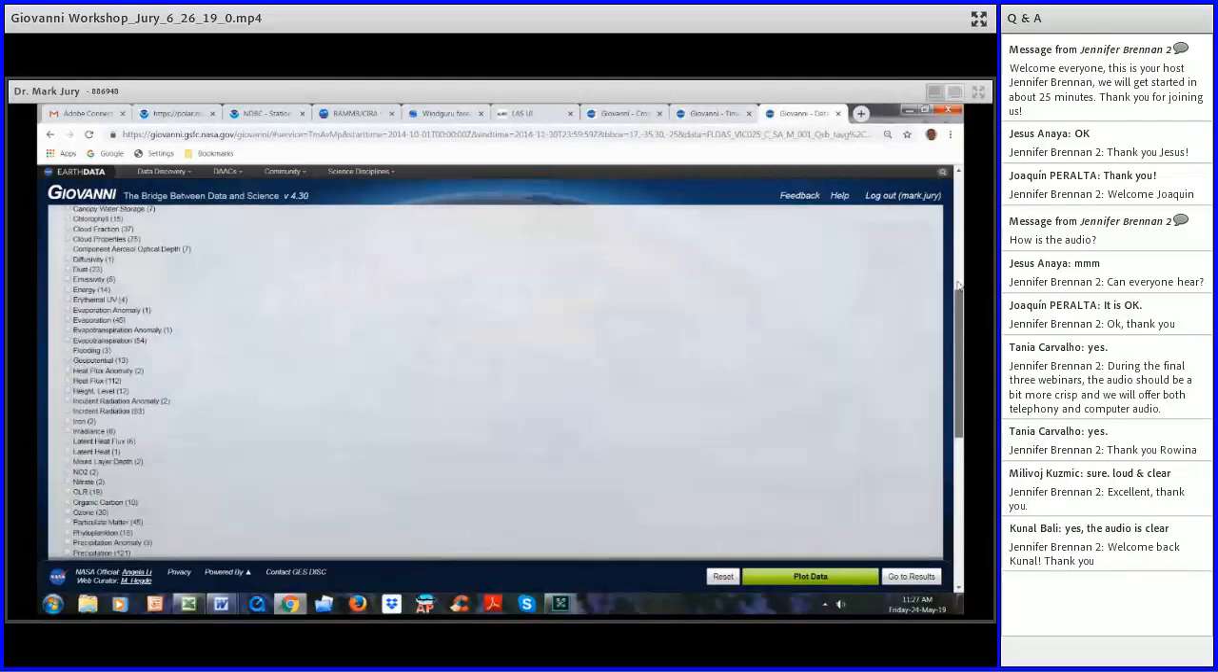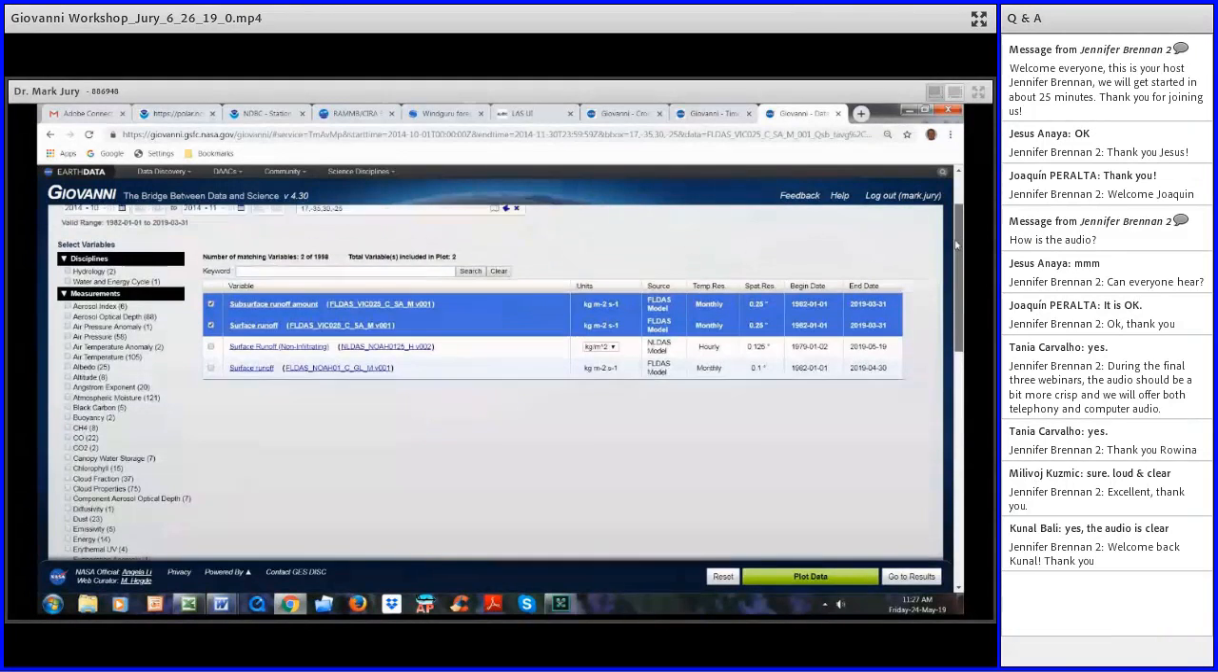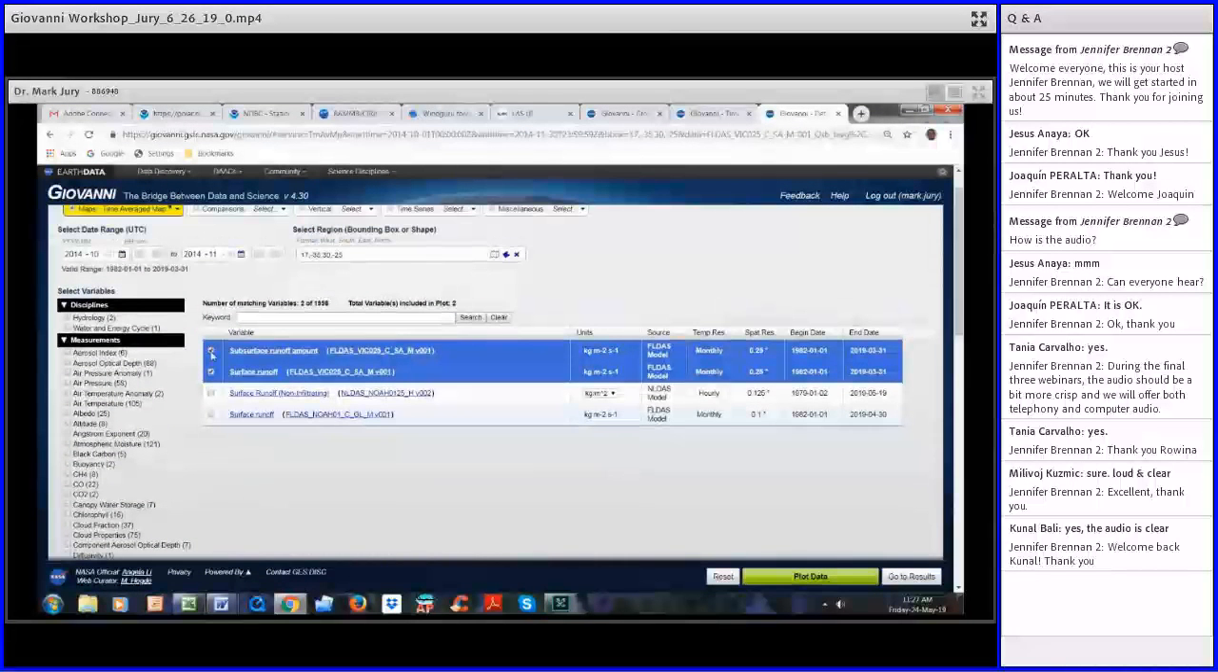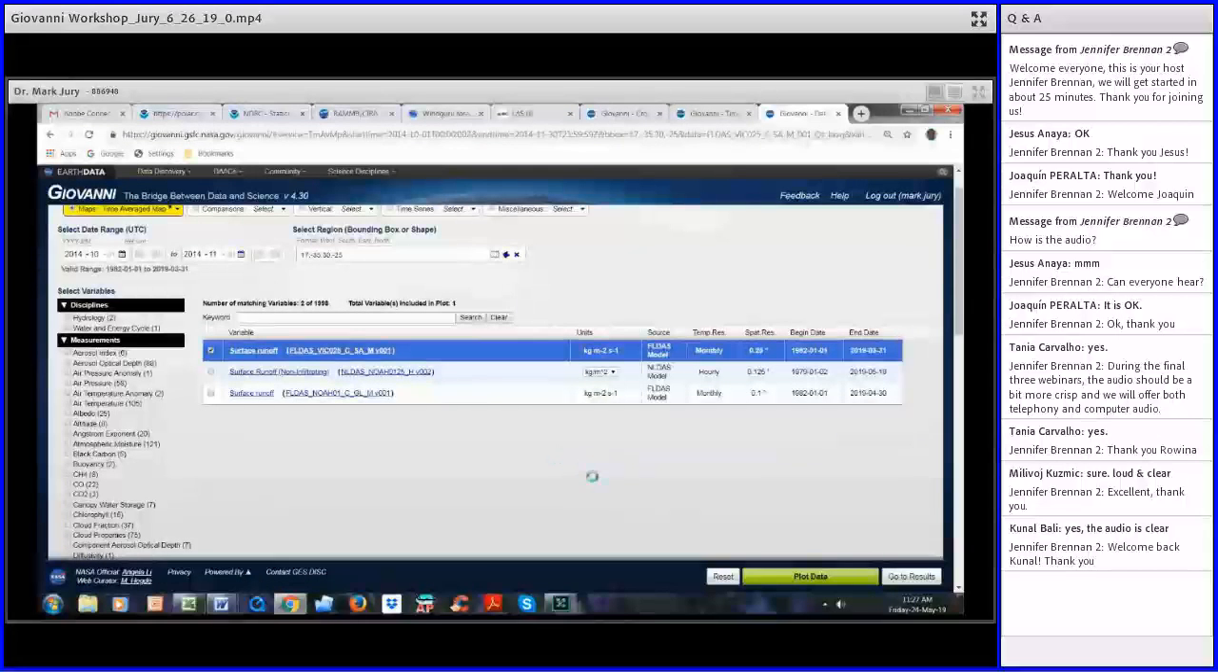So now we have our subsurface and surface again here. I'm going to turn off the subsurface, and I'm going to plot this data here. Again, this is a 0.25 degree resolution data set. I'm only looking for 2 months average, and I'm going to plot that data there.